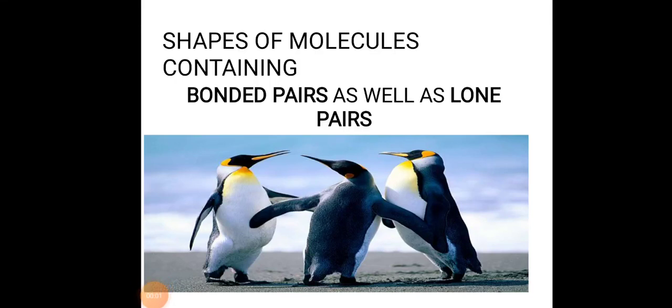In the previous session, we discussed the VSEPR theory, where the molecule has only bonded pairs. We saw that if there are two bond pairs, the arrangement is linear; three, trigonal planar; four, tetrahedral; five, trigonal bipyramid; six, octahedral. Now we discuss molecules that have both bonded pairs as well as lone pairs.